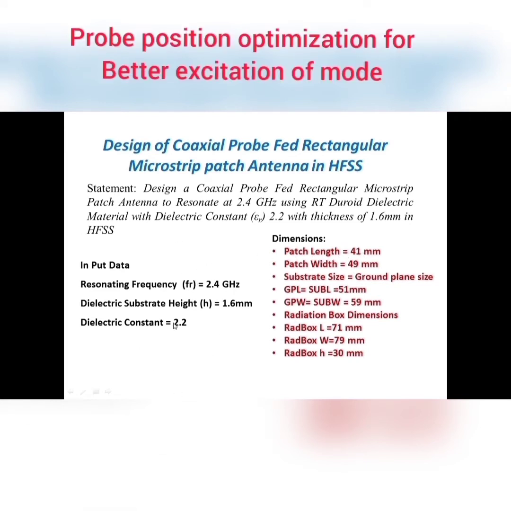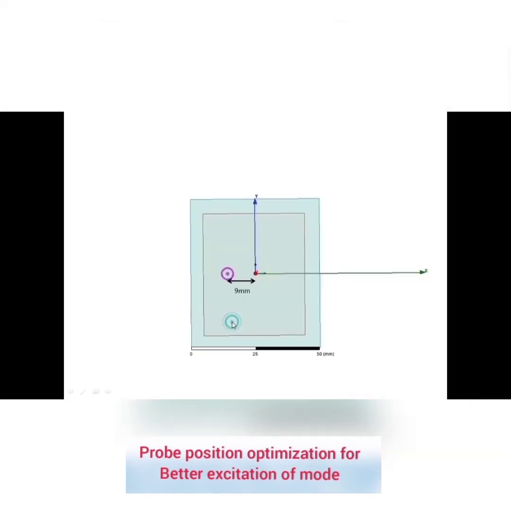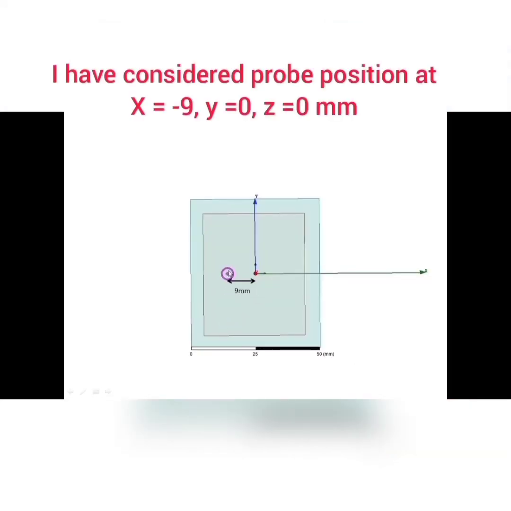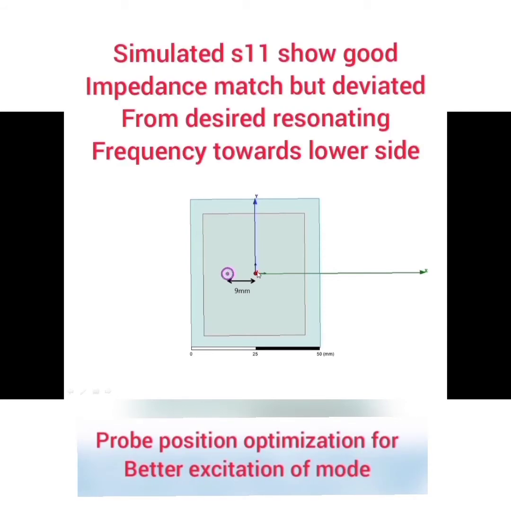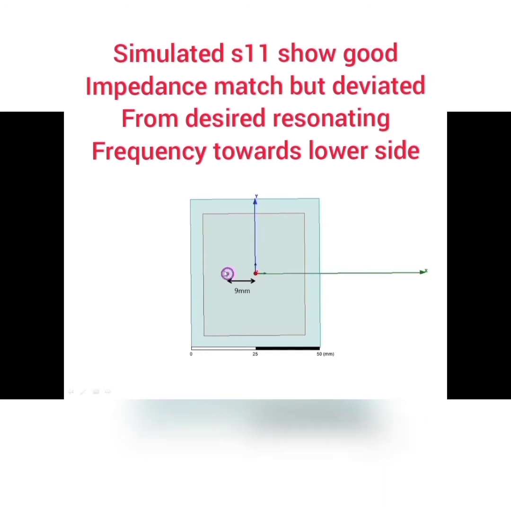Using the transmission line model for the estimation of the patch dimensions, as given in Balanis's book. But even after proper modeling and simulation, you may not get the exact results. The resonating frequency may deviate a little bit. Let us proceed to solve this one.